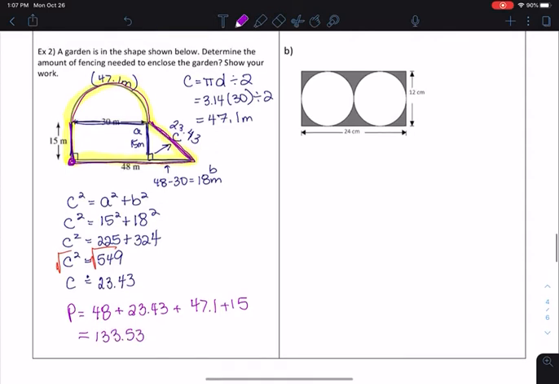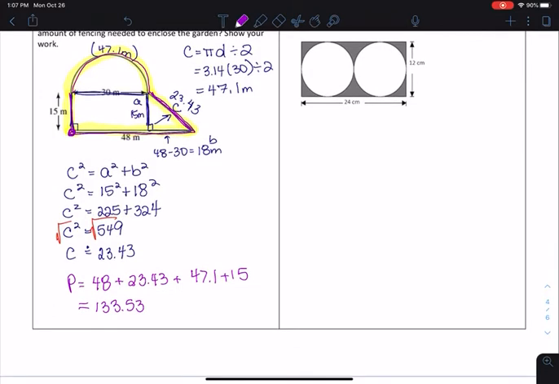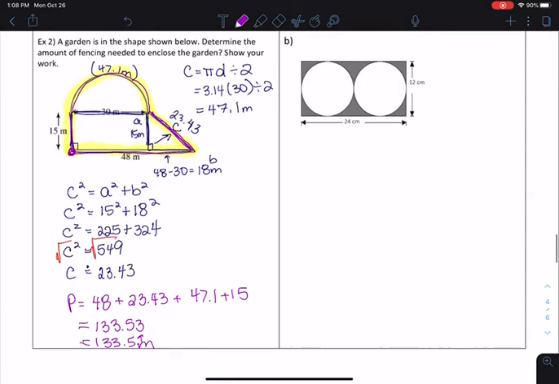I get 133.53, and rounding to one decimal place, I notice that this 3 is less than 5, so it'll round down. So that's 133.5 meters around the outside. So that was my perimeter.